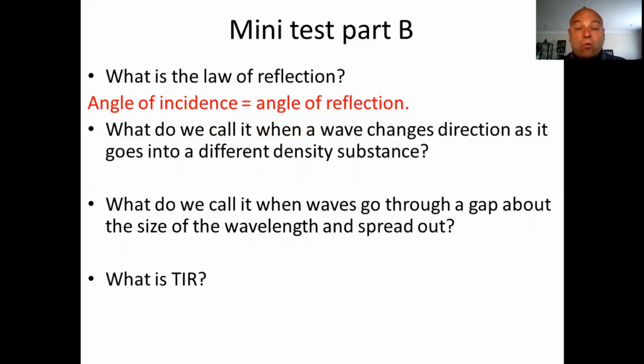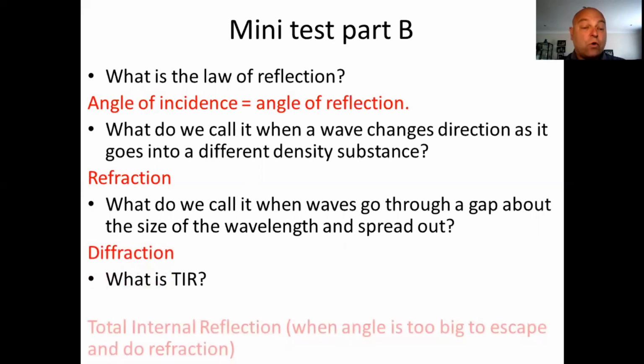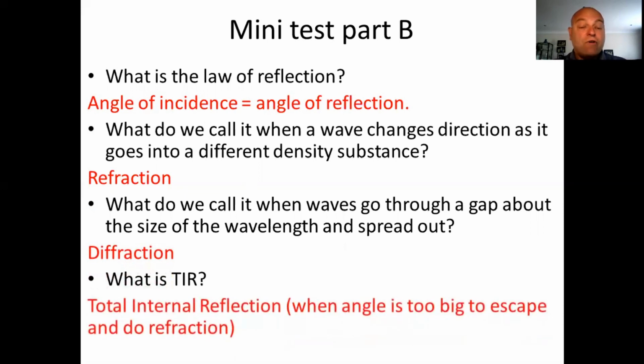What do we call it when a wave changes direction as it goes into a different density substance? We call that refraction. What do we call it when waves go through a gap about the size of the wavelength and spread out? We call that diffraction. What is TIR? TIR stands for total internal reflection. Remember, that's when the angle is too big to escape, when refraction is normally taking place. You got those right?